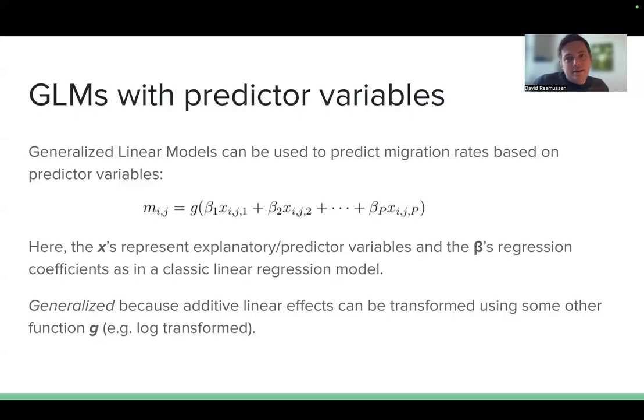Maybe the migration rate decreases between two locations based on the log of the distance between them. In that case, you can have one of these GLMs where you have some appropriate transform function that accounts for that nonlinear dependence of the migration rates on our predictor variables.